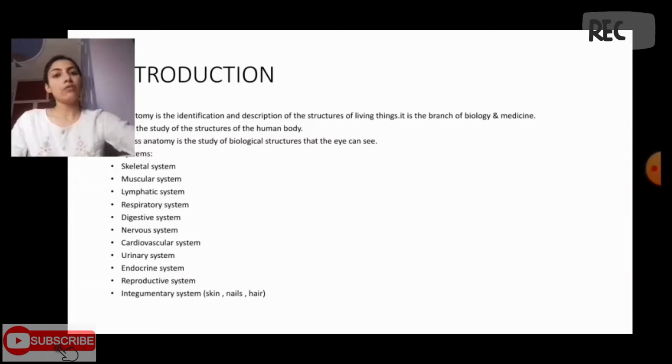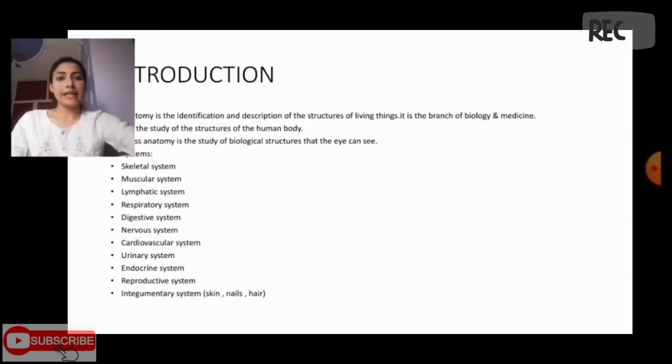Now we will proceed towards human anatomy. What is the definition of human anatomy? It is the study of structures of the human body. One must study the structures which our body contains.